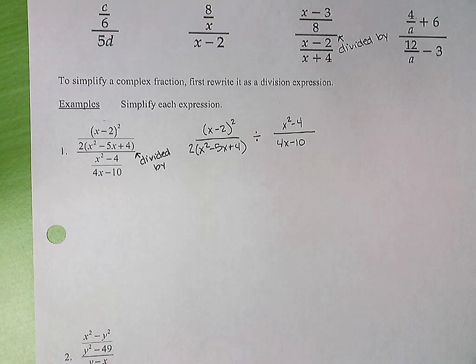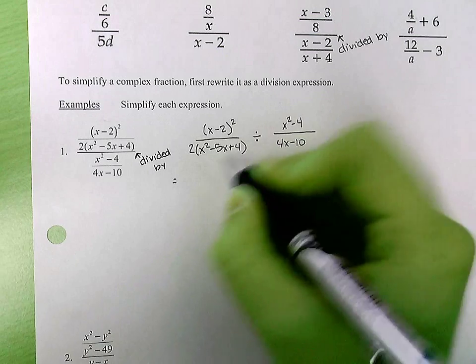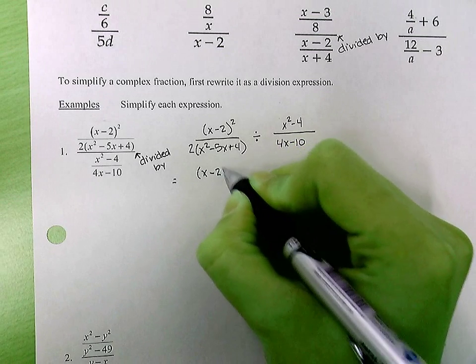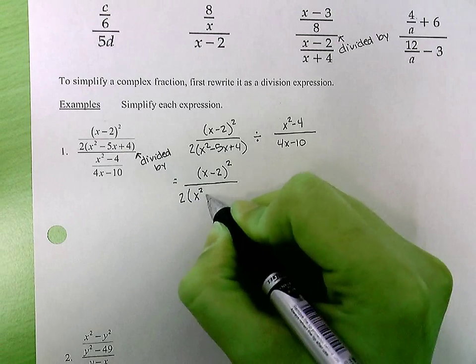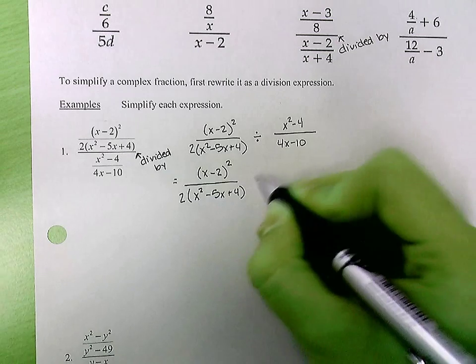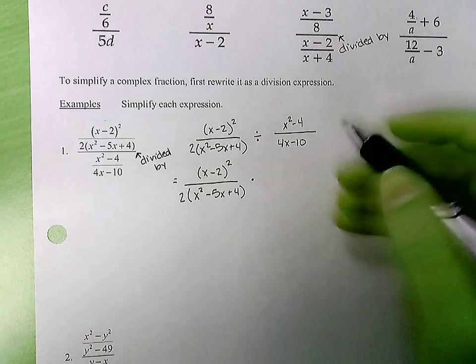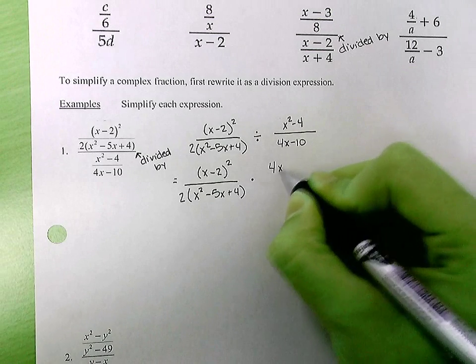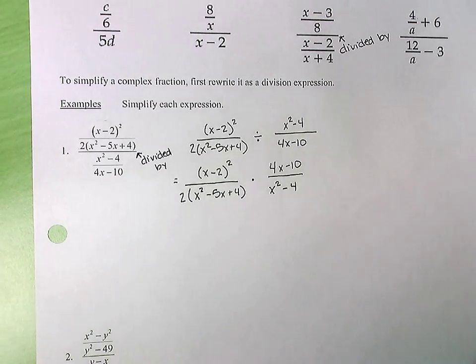Now, last week, we turned that division expression into multiplication. When we did that, you have to flip your numerator and denominator. So here again I have x minus 2 squared over 2 times x squared minus 5x plus 4. And I'm going to change this to multiplication, and when I do that, I need to flip the numerator and denominator. So I have 4x minus 10 over x squared minus 4.